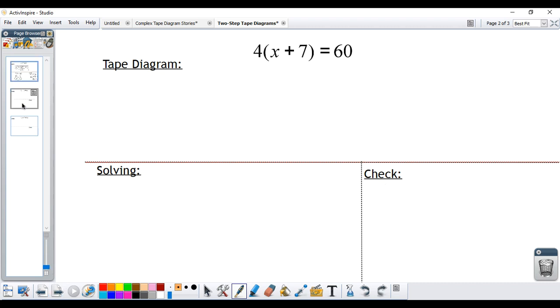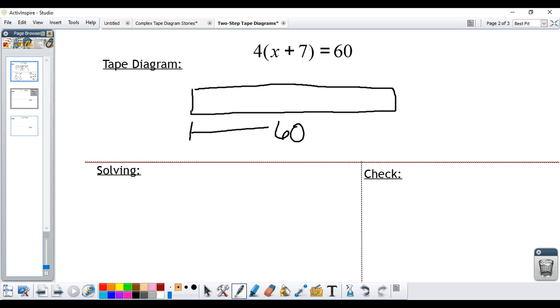Let's take the equation 4 times the quantity of x plus 7 equals 60. So I'm going to create my rectangle for my tape diagram. And I know that whole thing represents 60. And this time I see in my equation that I have 4 x plus 7s. And that's it. I don't have anything else after that being added. So I'm going to take my 60 and I'm going to split it into 4 boxes. And in each box, I have this x plus 7.